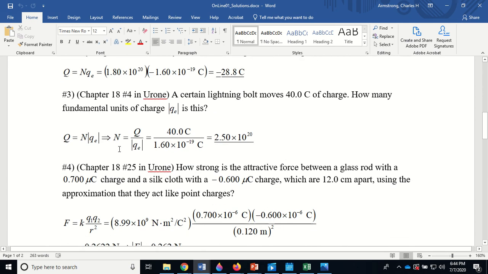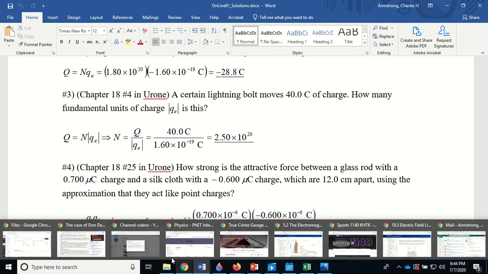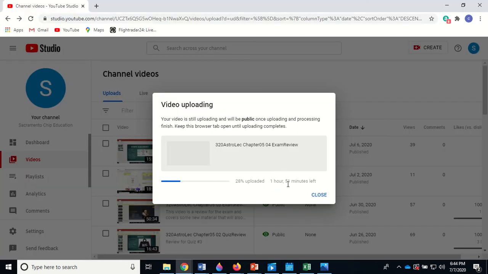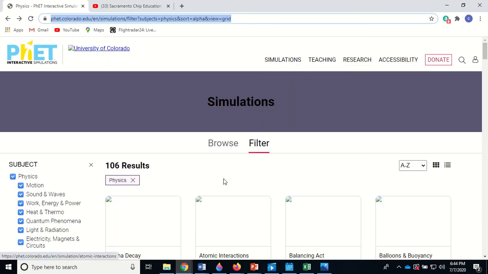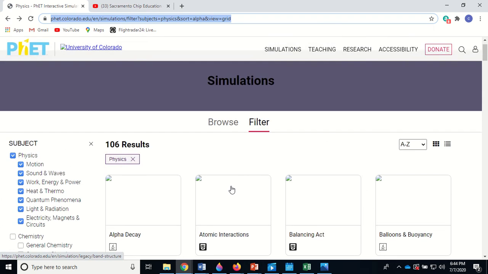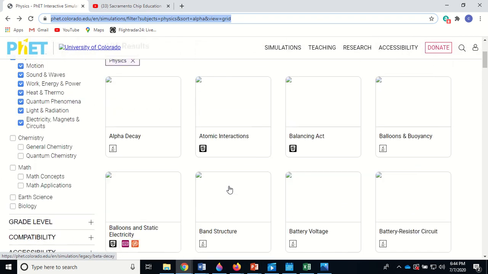The longer I go, the longer it's going to take me to upload this. And the other video is not even close to an hour and 51 minutes. And I can't do anything while this is doing that. See, look, PhET, it's not even loading these guys. It's not even loading the pictures. This is as far as it's got.